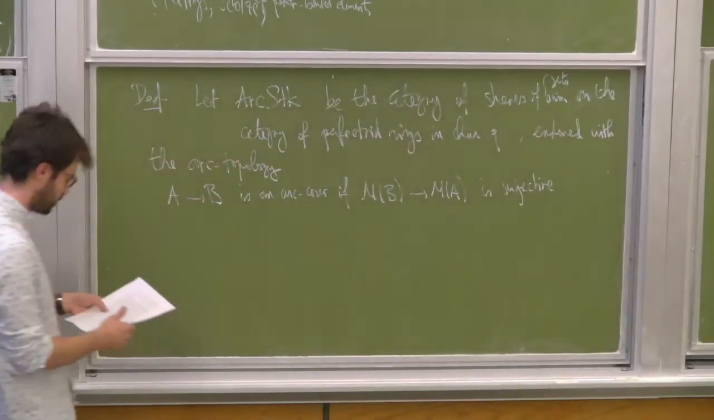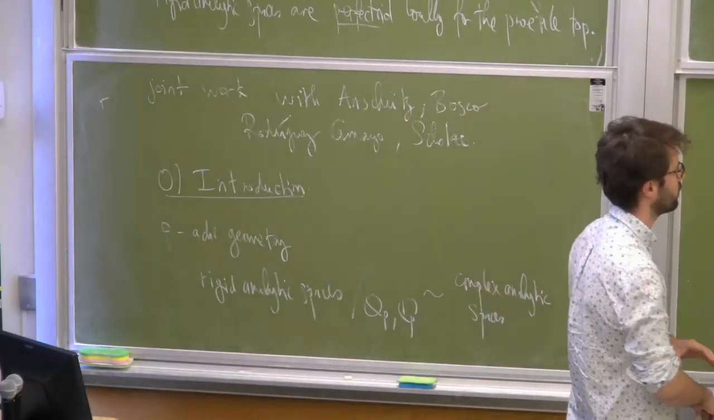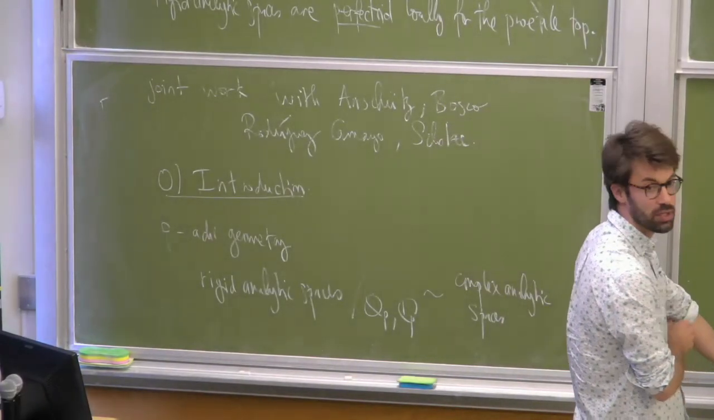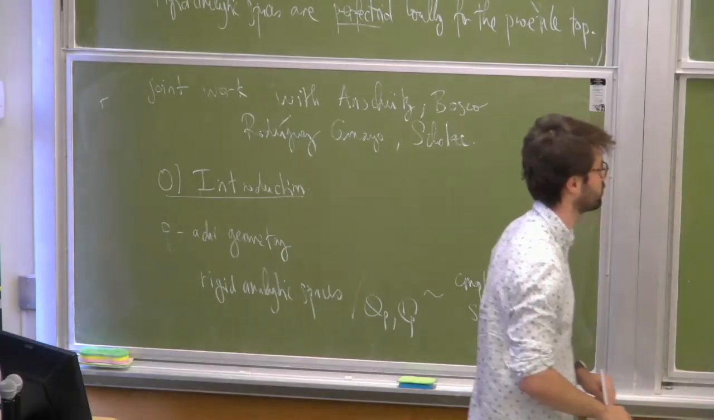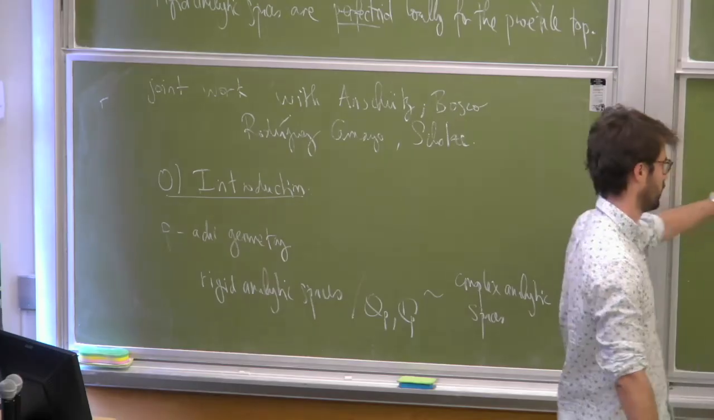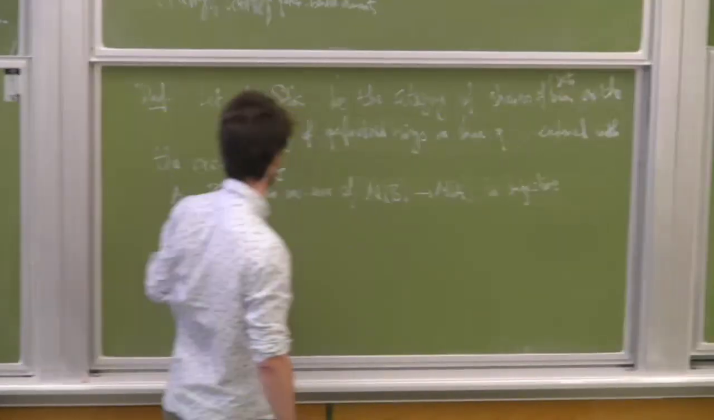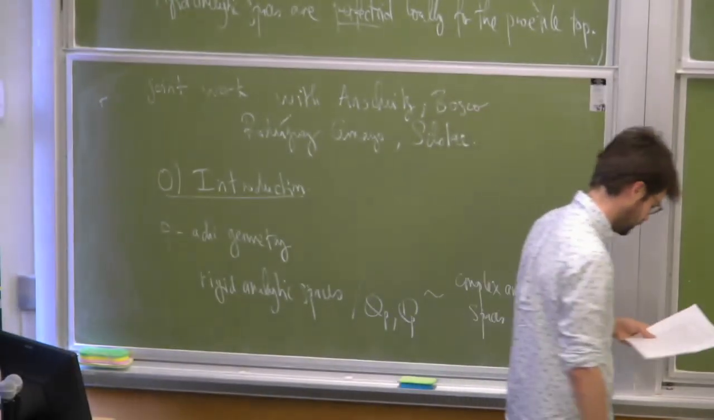If you are familiar with Scholze's work, the theory was mostly developed by him in the context of p-adic spaces, using a variant of the arc topology called the v-topology. But for today, I want to stay in the Berkovich setting, and so I will always use the arc topology instead.